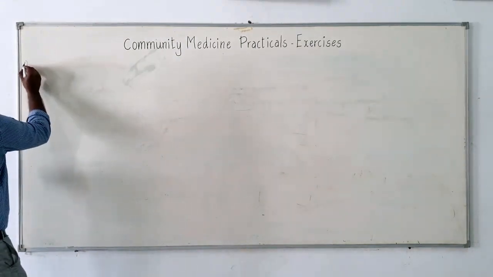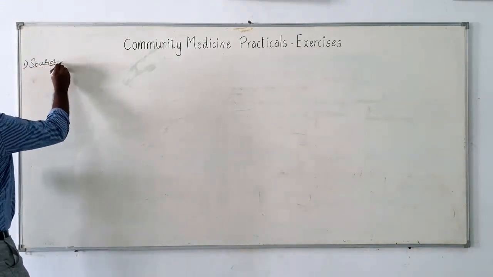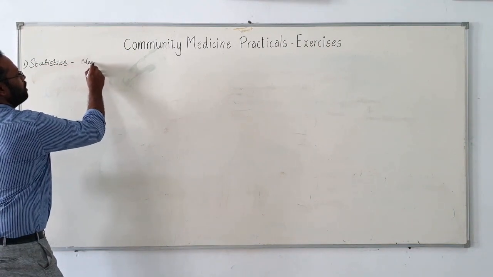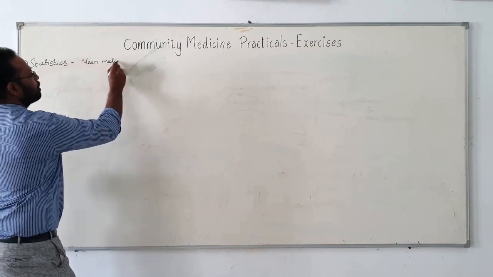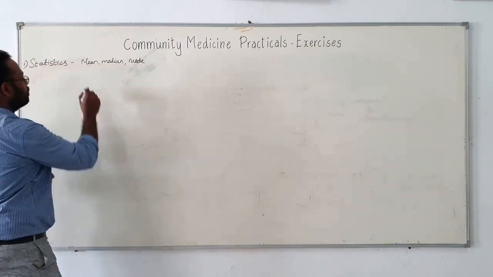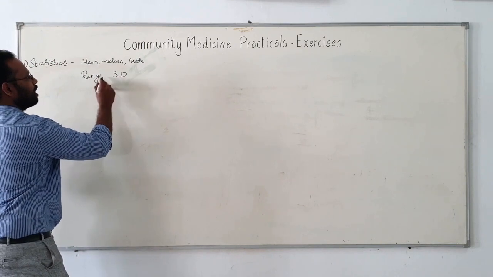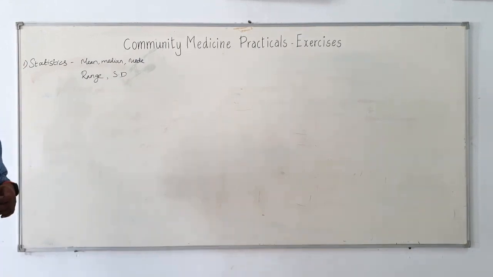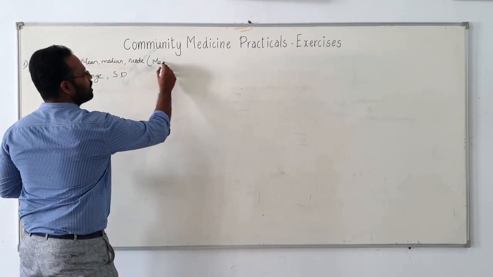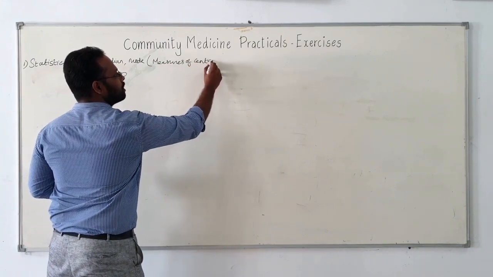So we have first in statistics, we have mean, median, mode calculations, then range, standard deviation calculation. Okay, so these are all measures of central tendency.